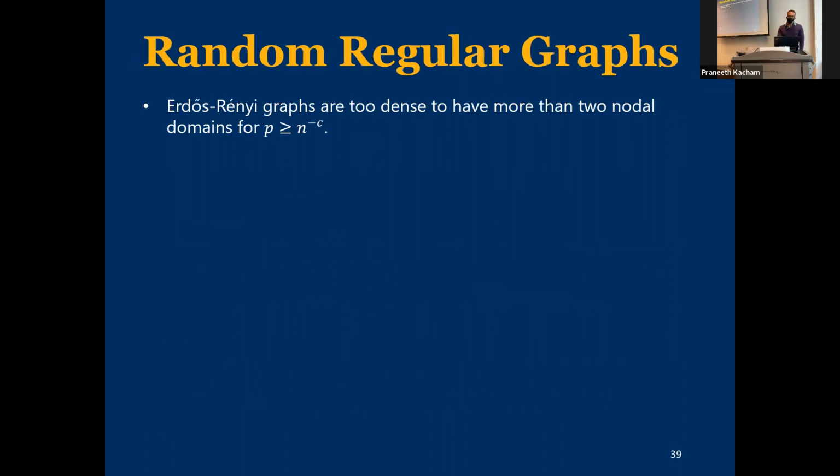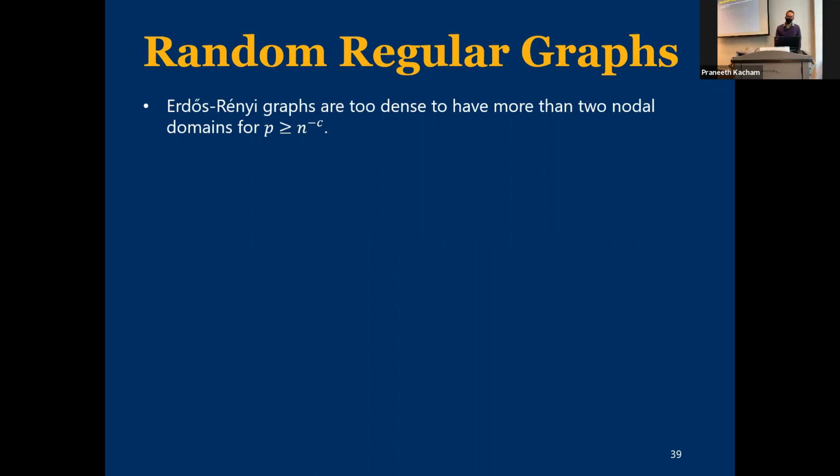Now, intuitively, what is going on here? What's going on is that Erdős-Rényi graphs are too dense to have more than 2 nodal domains. Basically, any vertex will always be connected to some vertex of the same sign in such a way that it will eventually clump together and we'll get a very large nodal domain.